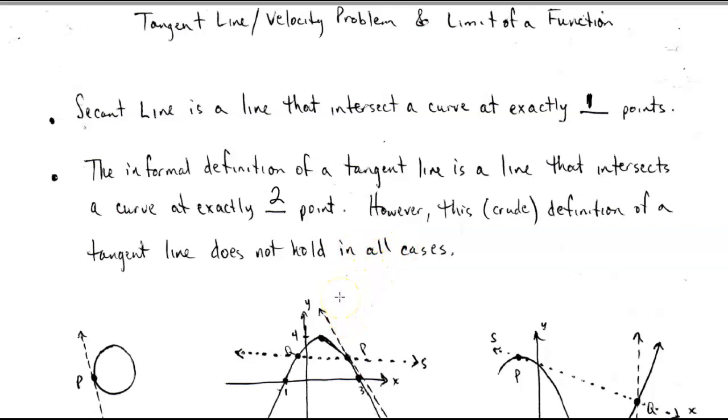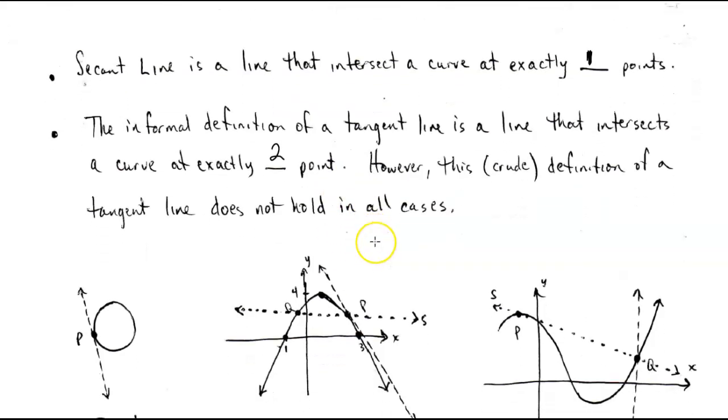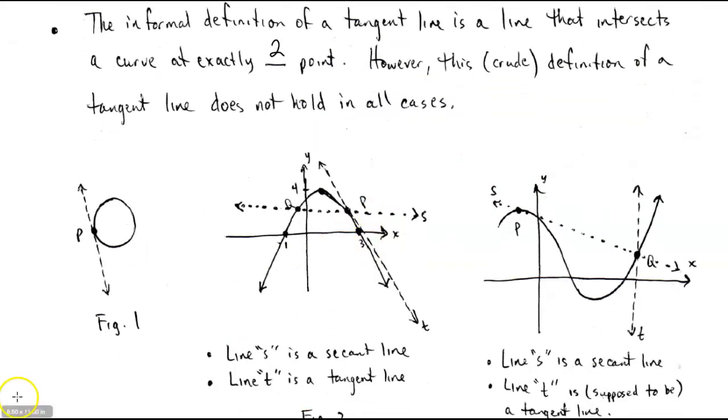Now, the reason why it doesn't hold in all cases is because it's a very loose definition, okay? And that's part of the reason why in calculus, one of the main destination concepts in the course is to properly define what you mean when you say a derivative. And in order to do that, we have to properly define what it means when we say a limit of a function. So that's really the whole purpose of this. Now let's take a look at these graphs here.